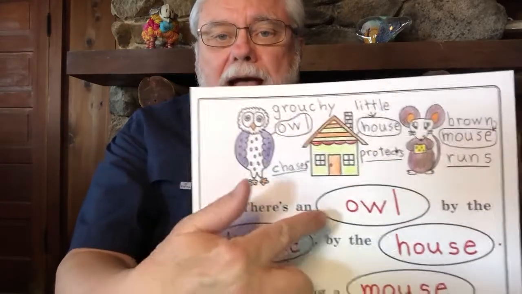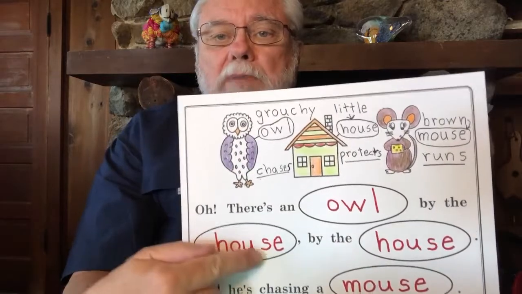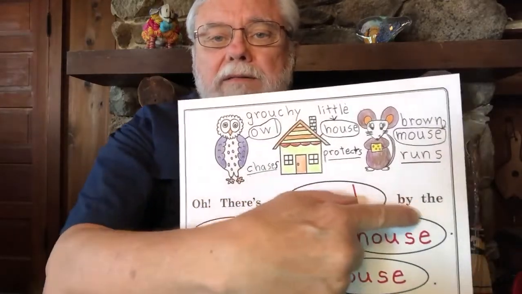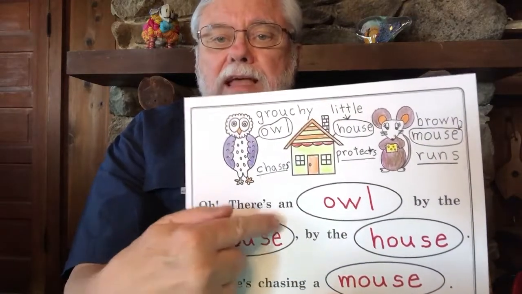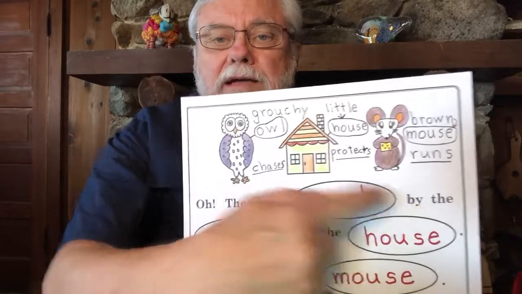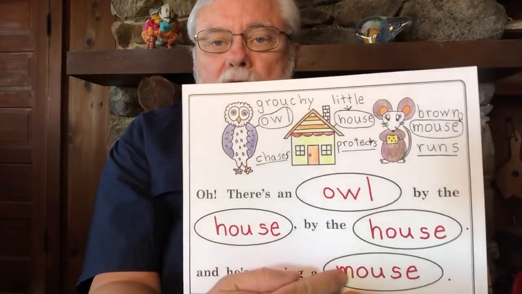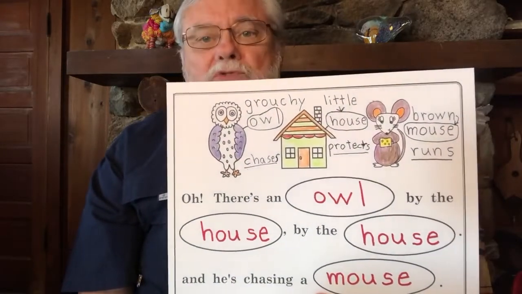Oh, there's an owl by the house, by the house. There's an owl by the house, by the house. There's an owl by the house, and he's chasing a mouse. There's an owl by the house, by the house.